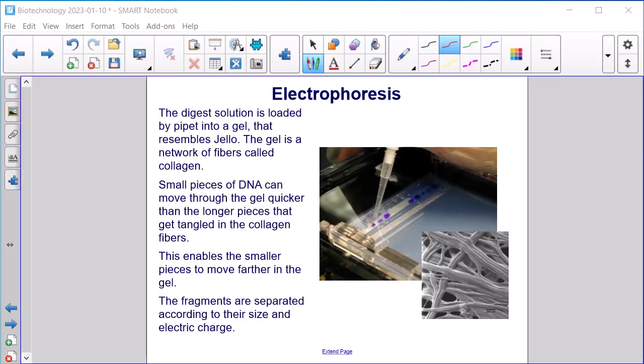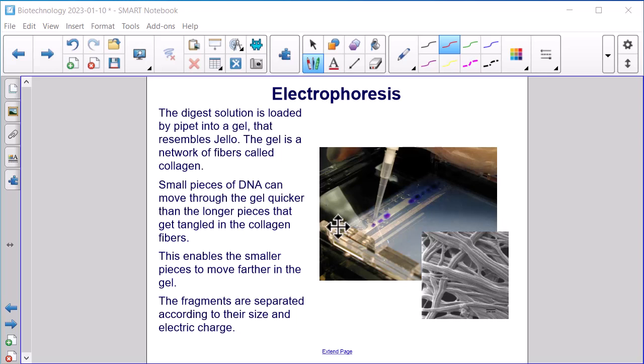The digest solution that has been dyed, you can see it as this blue color here, is loaded by pipette into a gel that resembles Jell-O. You can see the little drops from the pipette being loaded. The gel is a network of fibers called collagen.